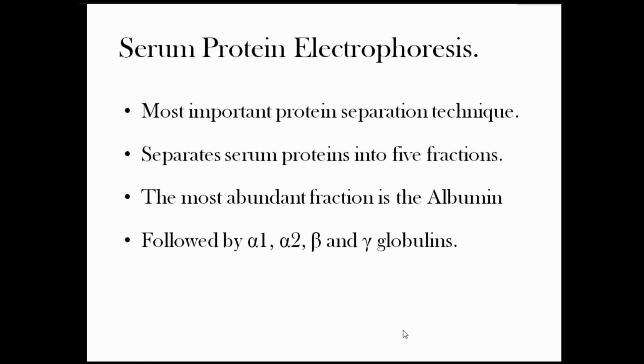The most important protein separation technique is plasma protein electrophoresis. It separates serum proteins or plasma proteins into 5 fractions. The most abundant fraction is albumin, and this is followed by alpha 1, alpha-2, beta, and gamma globulins. In other words, in this separation, we separate plasma proteins into albumins and globulins.